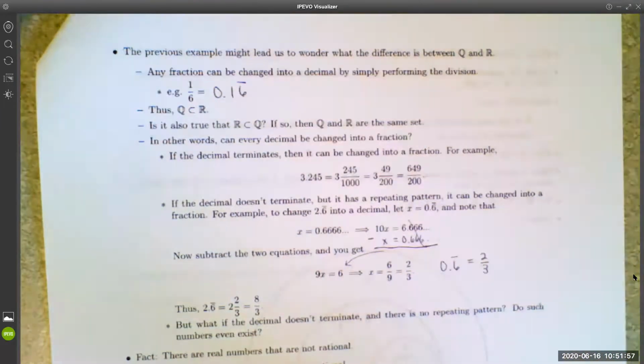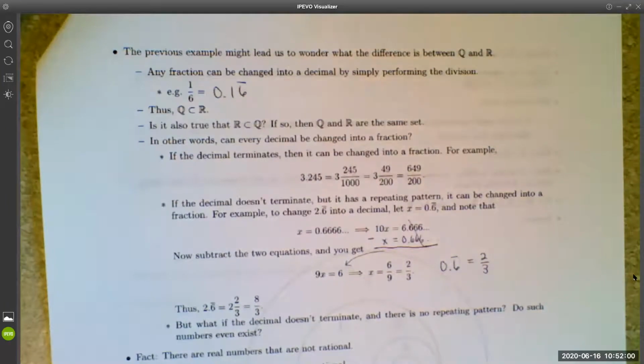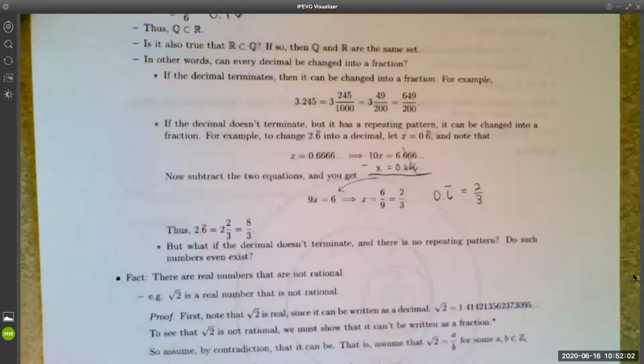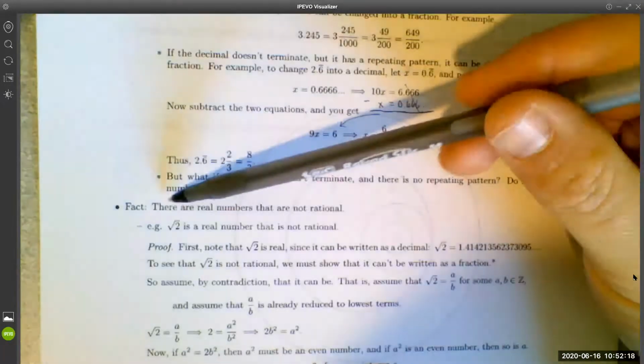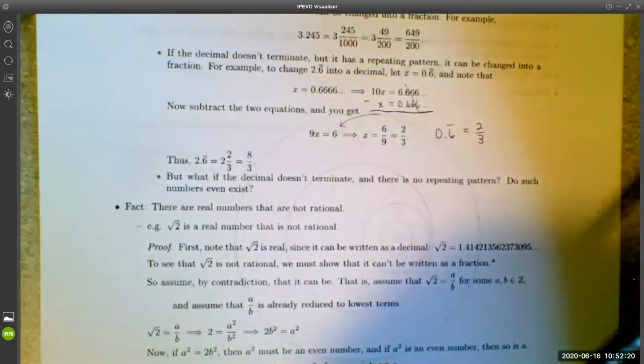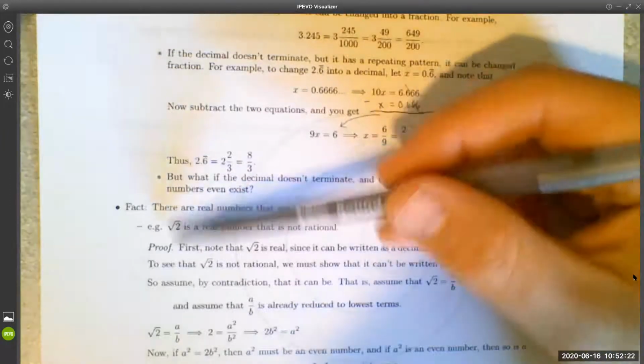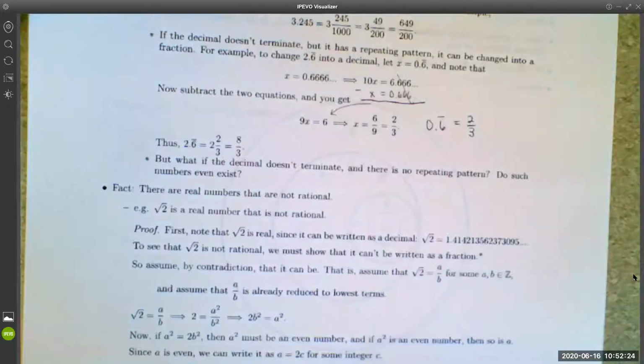That may seem kind of like a silly question to you, but there was a time when people did not believe in such numbers, okay? Fairly recently, actually, in human history, people didn't believe in such numbers. So it's not like a trivial question, but we can point out numbers that have this property, right? So the fact is that there are real numbers that are not rational numbers, and an example of one of these would be something like the square root of 2.